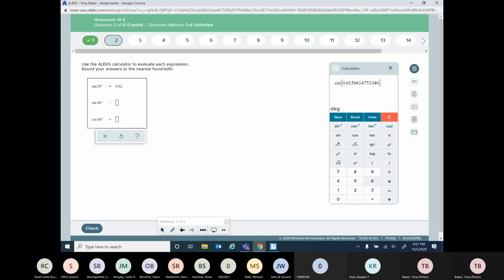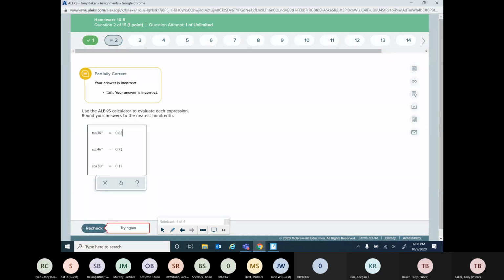And then sin of 46. Now, when you're doing these, your sine and your cosine should never be bigger than 1. So if you get something bigger than 1 when you're doing your sine and your cosine, you probably made a mistake. So 0.17.